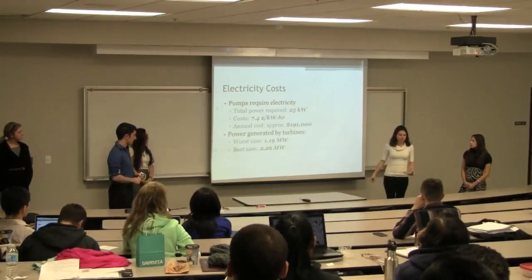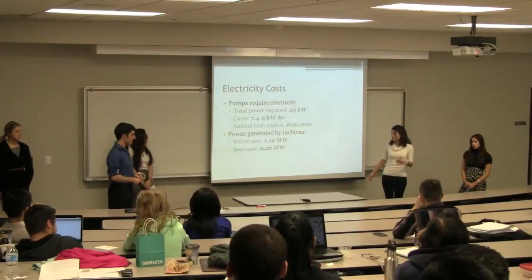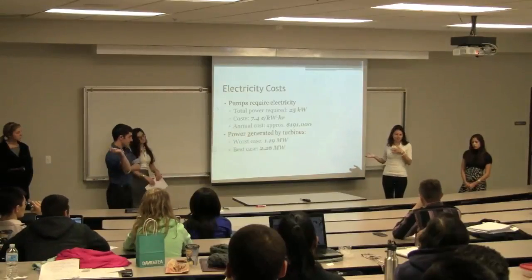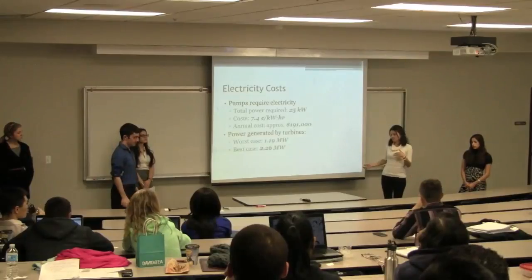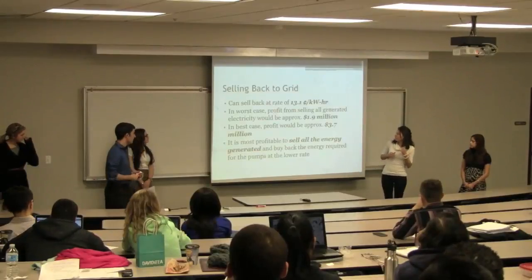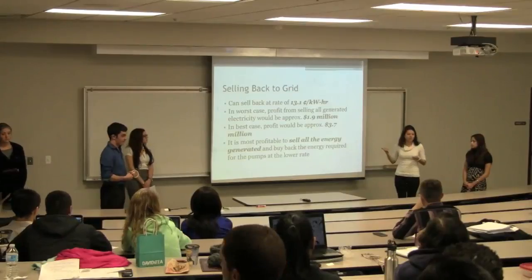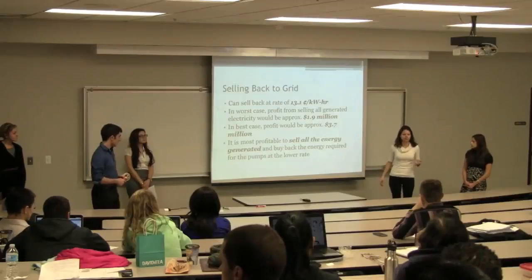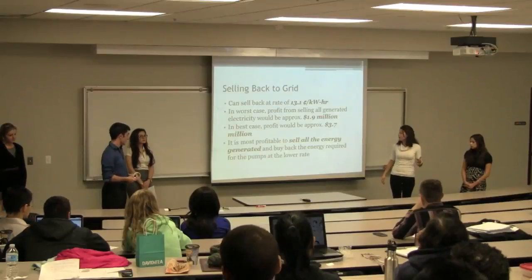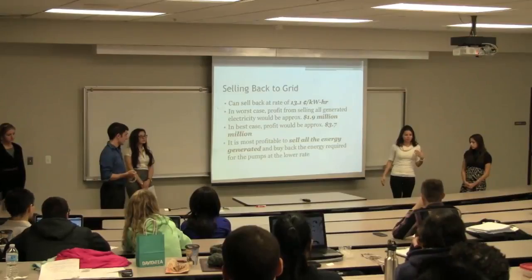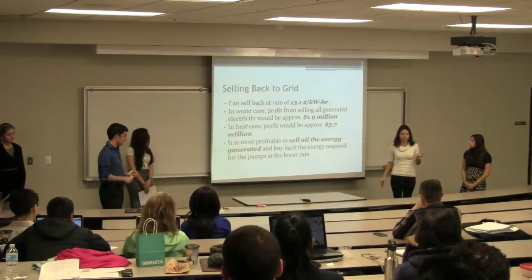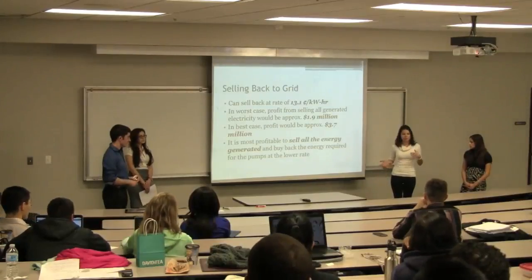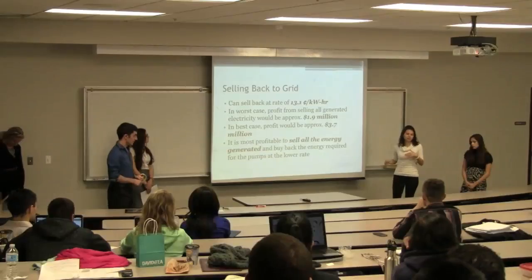One of the questions we asked ourselves was, is it more worthwhile to use the energy we generate to run our pumps, or is it more advantageous to sell all the energy we create and then buy back the energy we need? We learned that we can sell our energy at 13 cents per kilowatt hour. In total, we can make a profit of $2 million to $3.7 million a year selling all the energy that we make, and then buy back the energy we need for our pumps at 7.4 cents per kilowatt hour, which makes a lot more sense. So we decided to sell all the energy we make and just buy back what we need. This way we make our greatest profit.